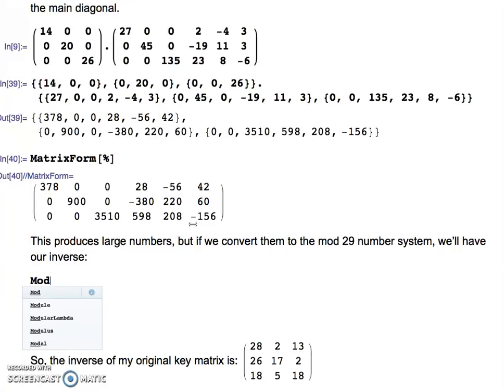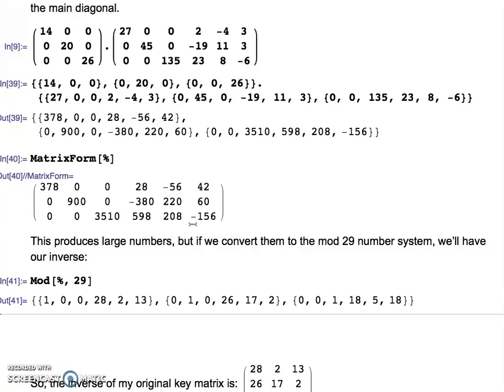So, Mod. What do I want to mod? Well, I want to mod this last matrix that just popped out. So I'm going to put a %. Remember, that means the previous output. And I want to mod that into the mod 29 number system. And so that's Mod[%, 29]. If I execute that, lo and behold, I get this result.